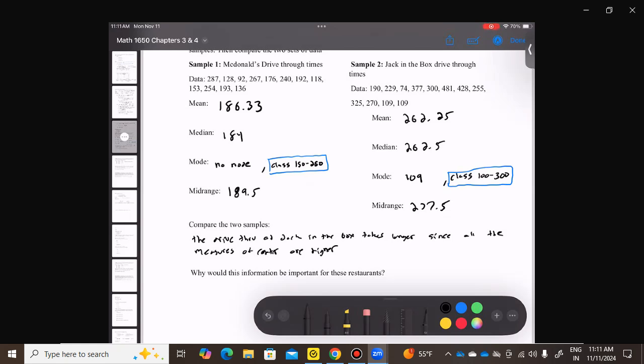Right. The only one that doesn't show this is the mode. Again, because we have a large range, it does have overlap there, but then also if you look at just the number that is repeated, one doesn't have a mode.